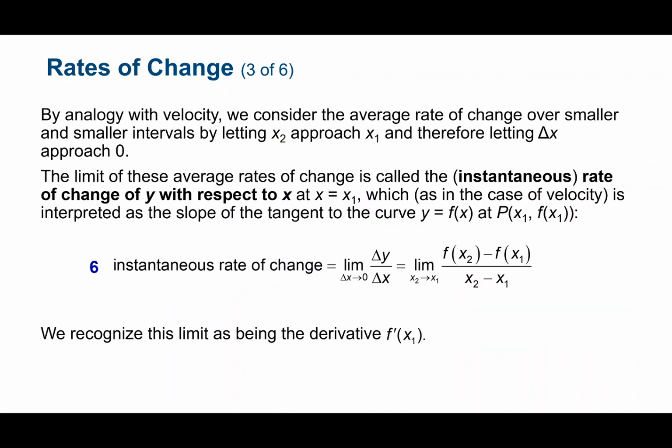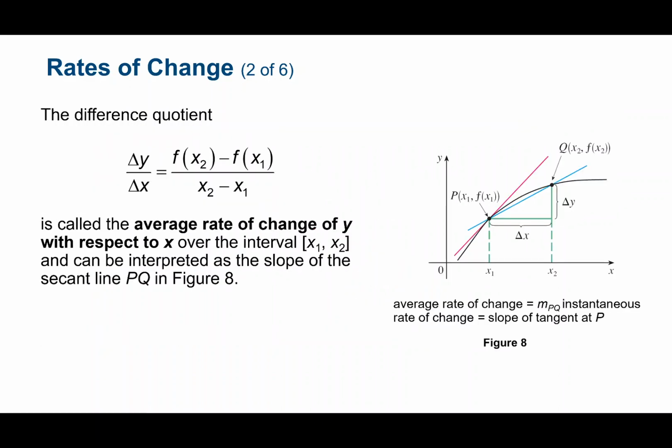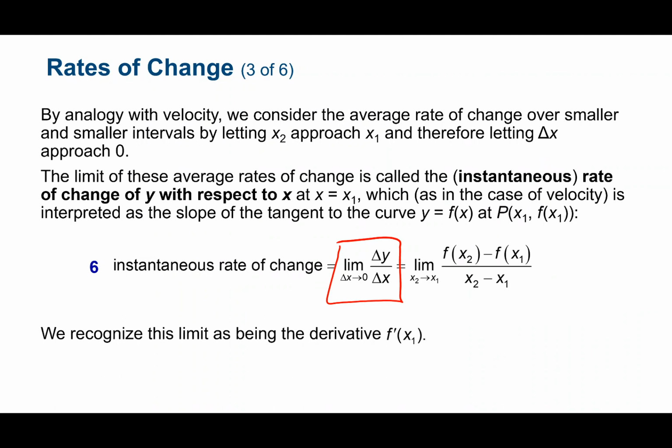So then this limit, we could write this way. This, delta y over delta x, is our average rate of change over the interval x1 to x2, however far that is. So for instantaneous, we can talk about this limit as our change in x, or delta x, approaches 0. We get the instantaneous rate of change. And it's the same limit we've been talking about. Because of that, it's just the derivative.